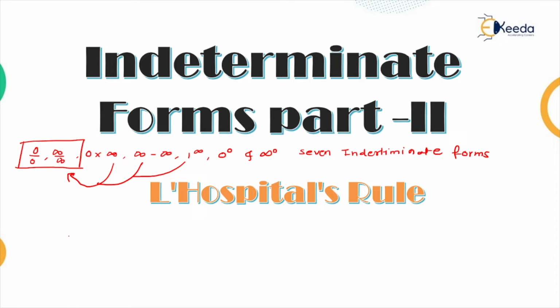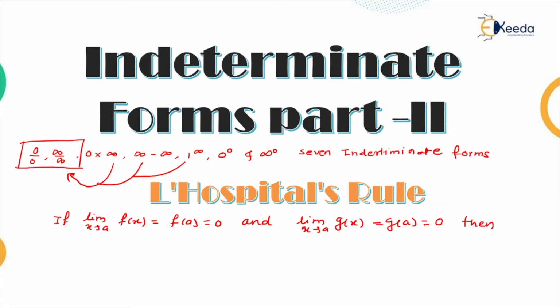What is L'Hospital's rule? If the limit as x tends to a of f of x, that is f of a, is equal to 0, and the limit as x tends to a of another function g of x, that is g of a, is also equal to 0, where f of x and g of x are functions of x, then we have to use L'Hospital's rule, guys.